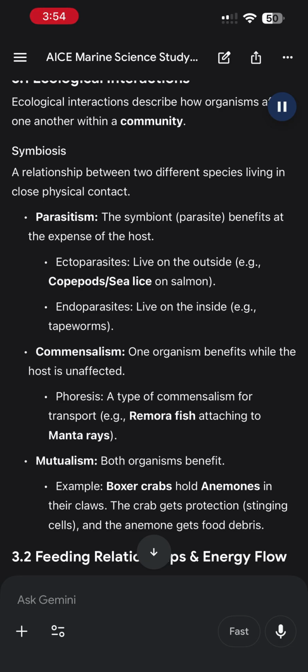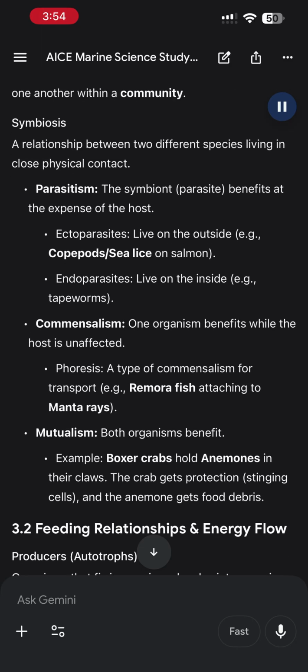Commensalism, one organism benefits while the host is unaffected. Phoresis, a type of commensalism for transport, e.g., remora fish attaching to manta rays. Mutualism, both organisms benefit. Example, boxer crabs hold anemones in their claws. The crab gets protection, stinging cells, and the anemone gets food debris.